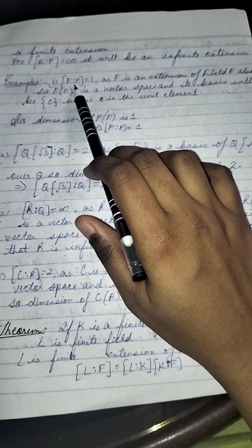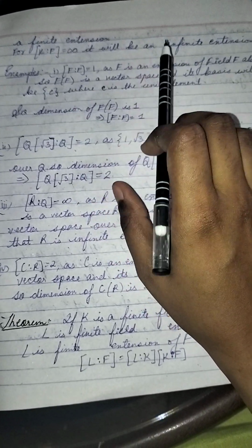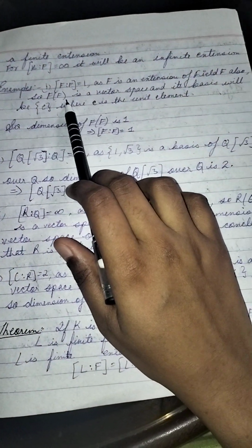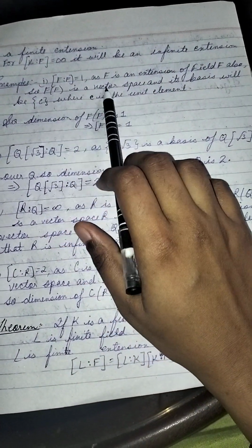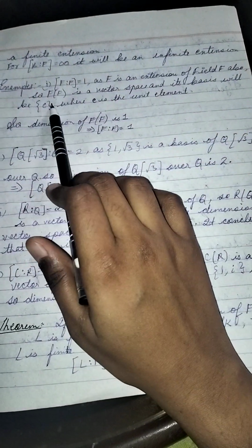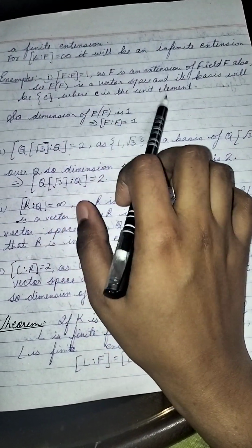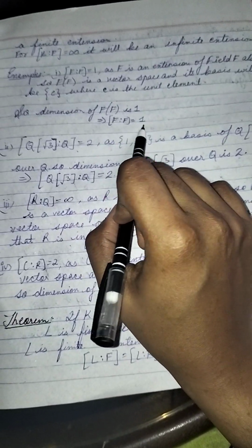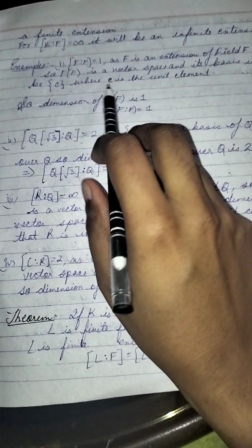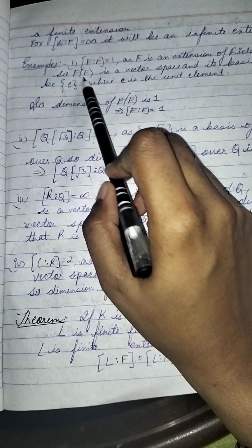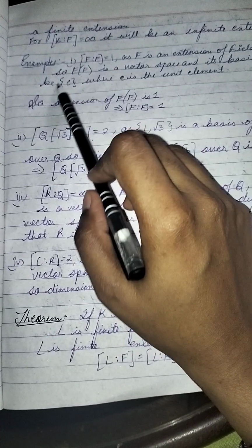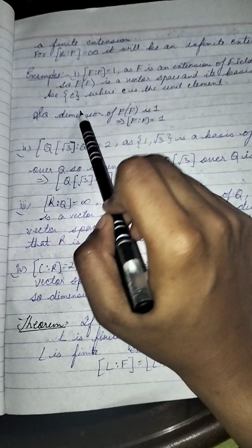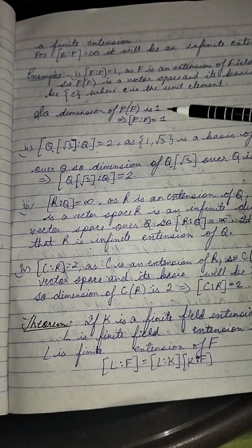Example: [F:F] equals 1, as F is an extension of field F. Also, F over F is a vector space and its basis will be e, where e is the unit element. So the dimension of F over F is 1. Basically, dimension is the number of elements contained in its basis. As it has only one element in its basis, its dimension or degree is 1.